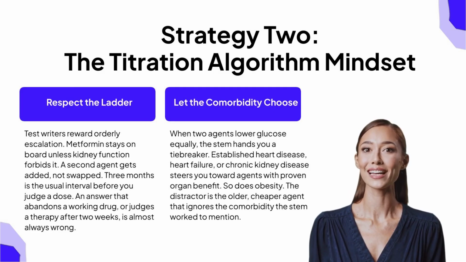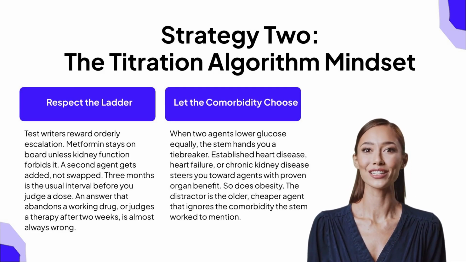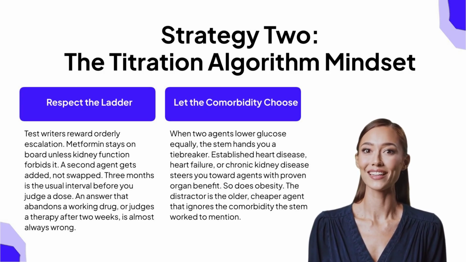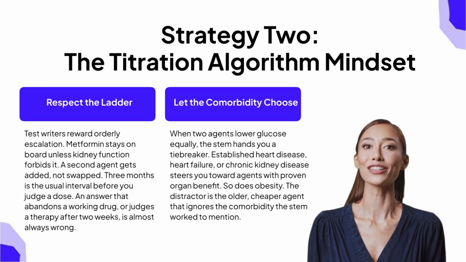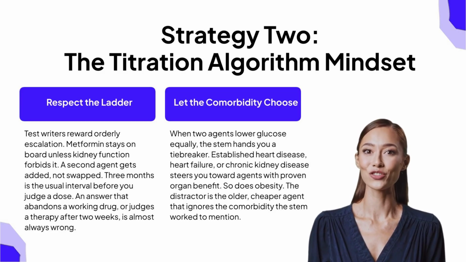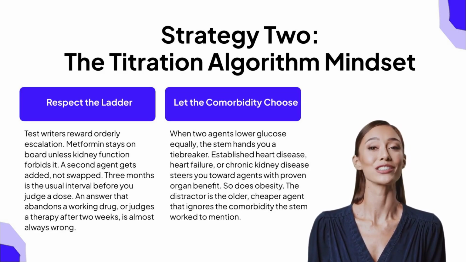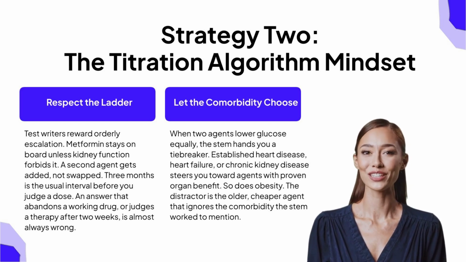Strategy 2. Think in ladders. This exam rewards orderly escalation and punishes dramatic swings. Metformin stays unless kidney function forbids it. A second agent gets added, not swapped in. And 3 months is the standard interval before you judge whether a dose works. So watch for 2 traps. The choice that abandons a working drug for no reason, and the choice that judges a therapy after only 2 or 3 weeks. Both are wrong.